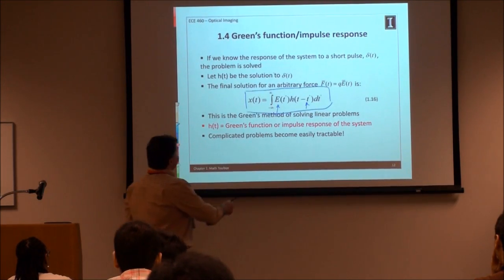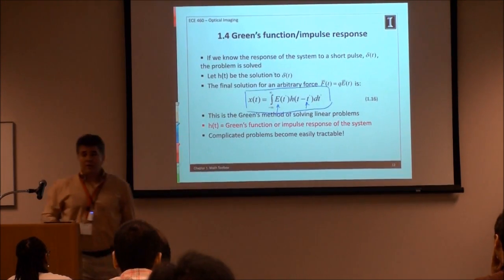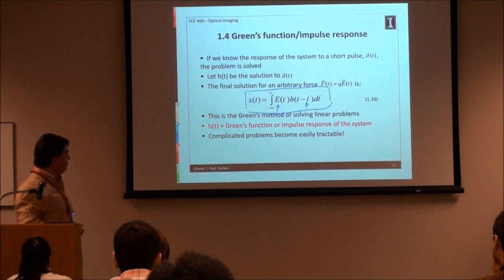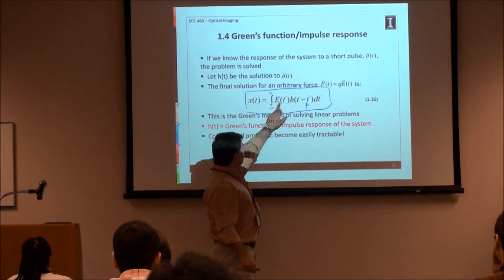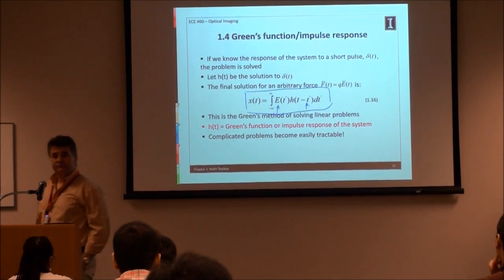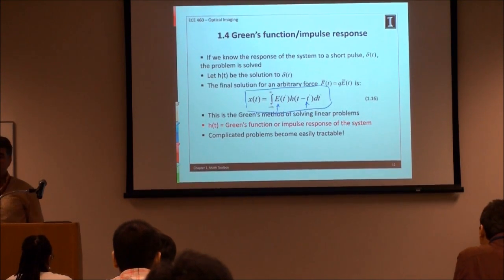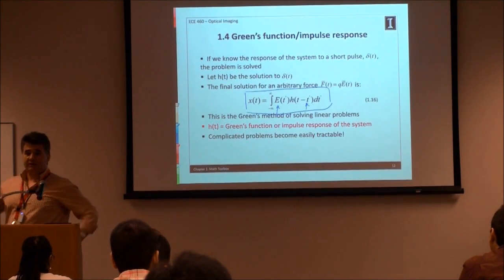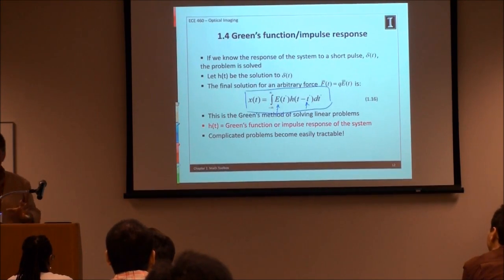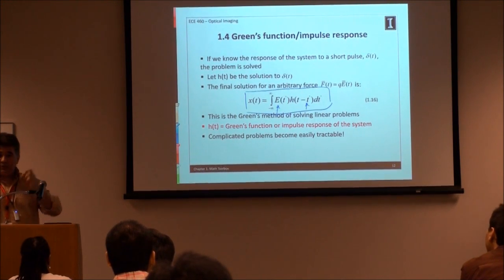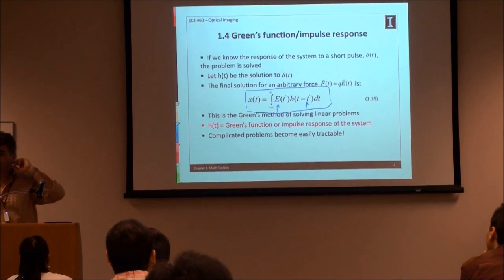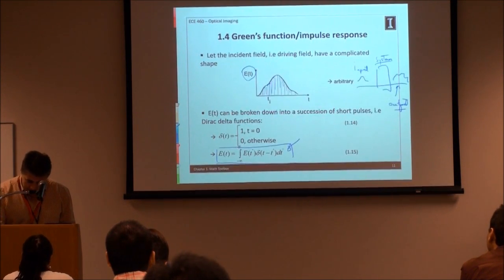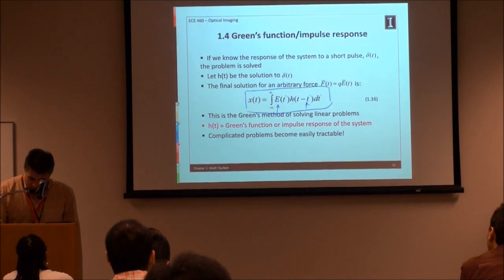So what does this mean? It means that the response to a general input E of t is the convolution between that input and the response to a delta function. Okay? So this is all due to linearity. You didn't have to know anything, just the fact that in a linear system, if I had two inputs, the output of this combination is the sum of the two outputs. All we did was generalize this for the delta function decomposition, and that's the result.